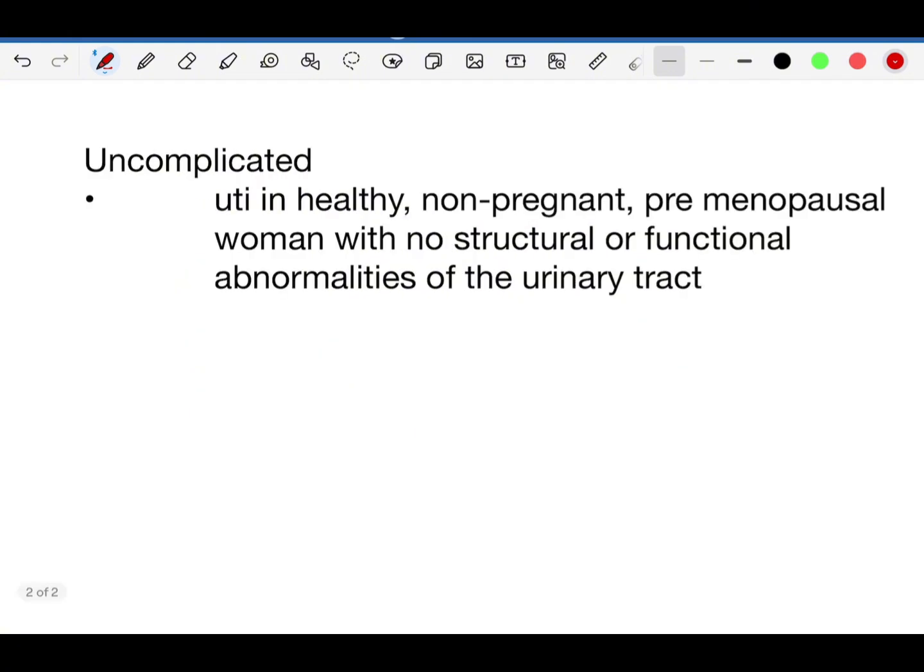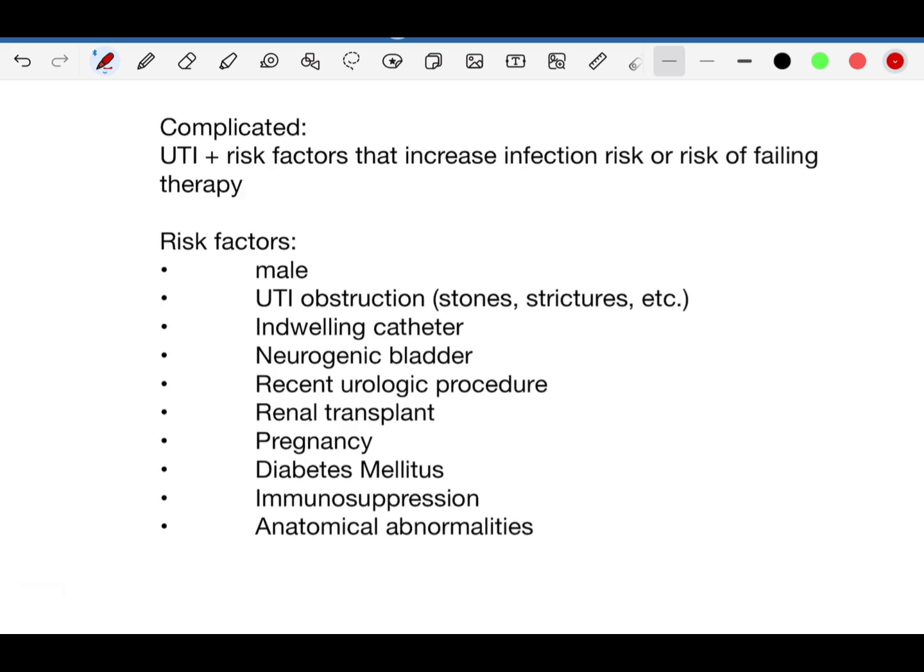So the next step here, we've discussed what a urinary tract infection is, what are the clinical and laboratory findings you need to find to diagnose. Now let's go ahead and discuss uncomplicated versus complicated. So an uncomplicated urinary tract infection, it's in healthy, non-pregnant, premenopausal women with no structural or functional abnormalities of the urinary tract. Now, obviously, there's a much larger list here, and this is for a complicated urinary tract infection.